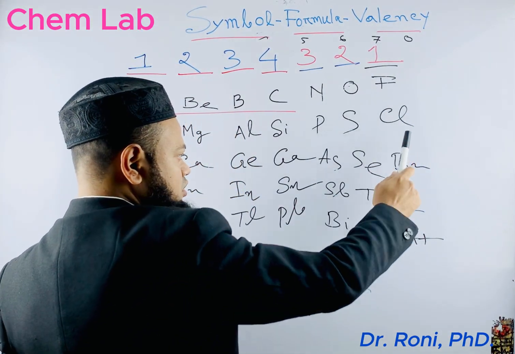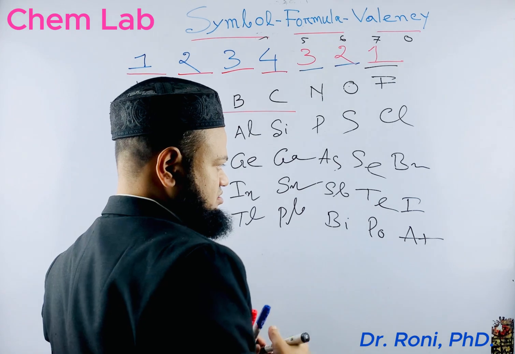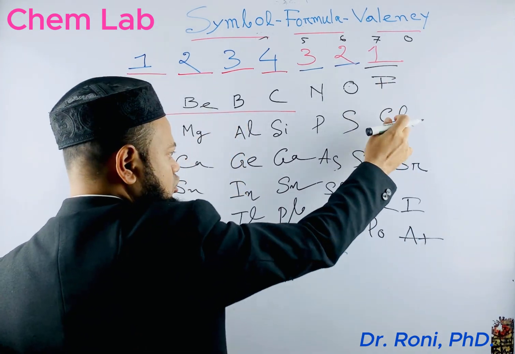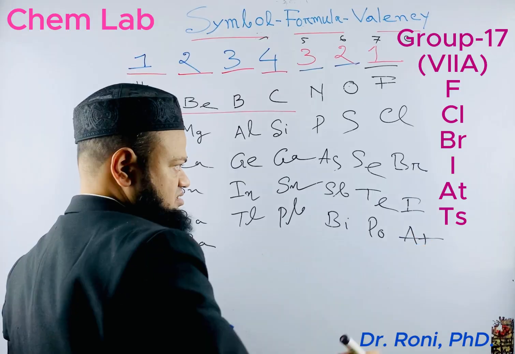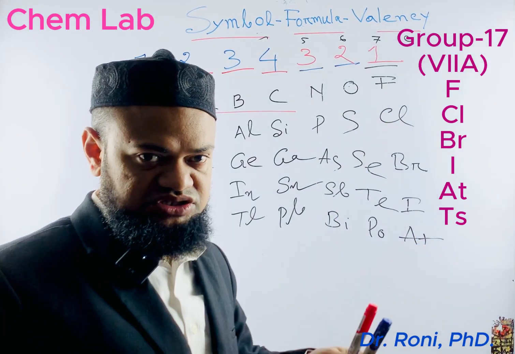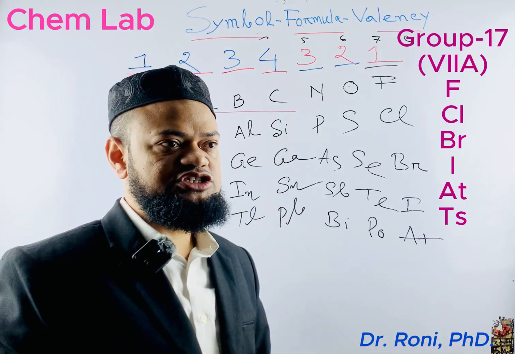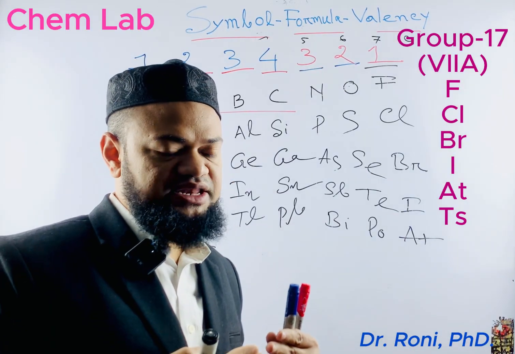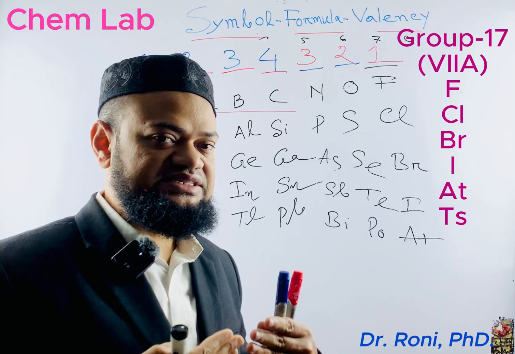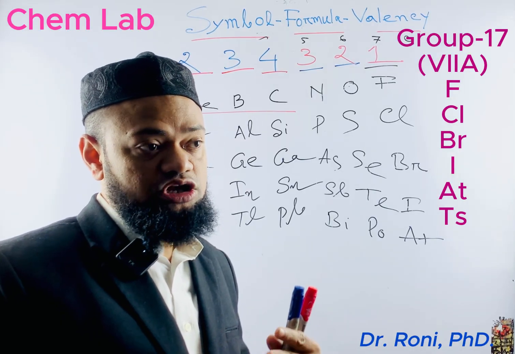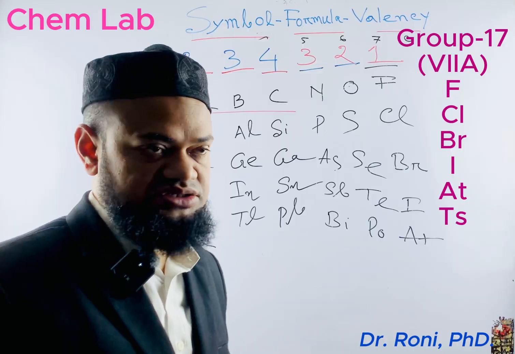Fluorine, chlorine, bromine, iodine, astatine. All these elements are called halogens. Halogens means salt producer. These are commonly found in sea salts, so that's why these are called salt producers or halogens.